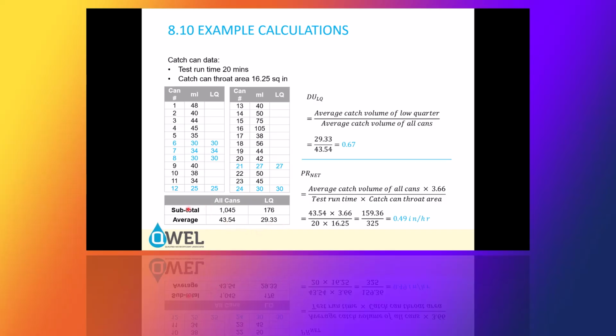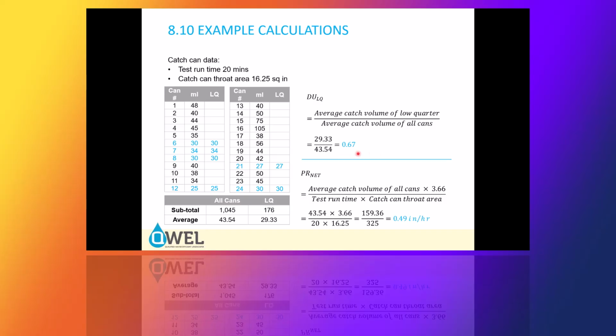The total volume for all of the cans, so we're adding up all the milliliters for all the cans, comes out to 1,045. We divide that by 24, and then we get an average of 43.56. To get our distribution uniformity, we divide our low quarter by our total average, the average of the total number of cans. So 29.33 divided by 43.54, and we get a DU of 0.67.